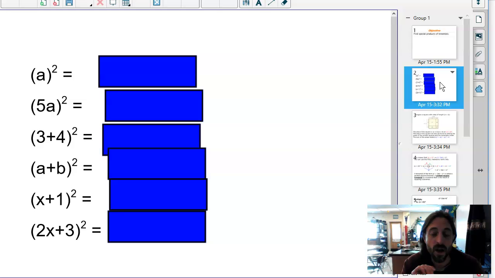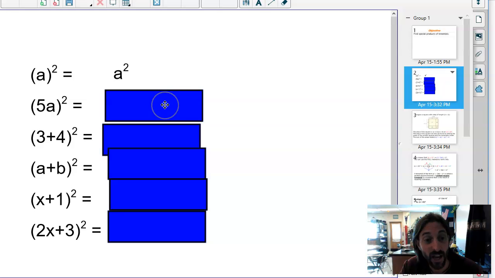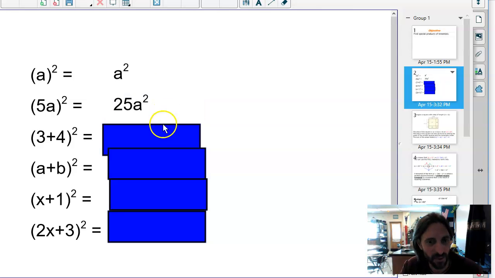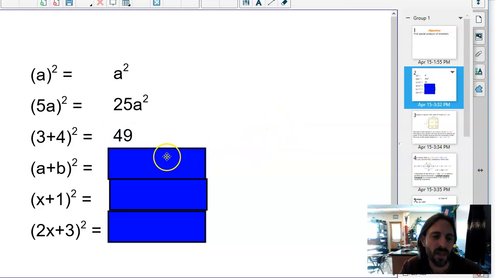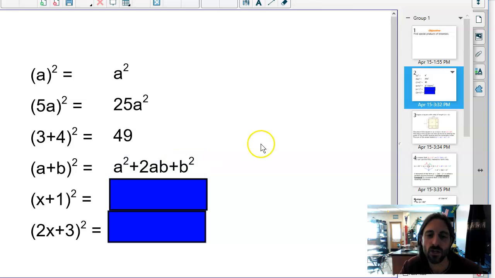Pause as you go. Now, if you want, pause this video and try these 6 problems. Welcome back. When you square each one of these monomials or binomials, a squared, of course, is a squared. 5a squared is 25a squared. 3 plus 4 squared, and you're like, wait a minute, can't I just combine 3 plus 4 and then square it? I hope that's what you did. 3 plus 4 is 7 squared is 49. A plus b squared, well, now you're thinking FOIL, right? You should end up with a squared plus 2ab plus b squared.